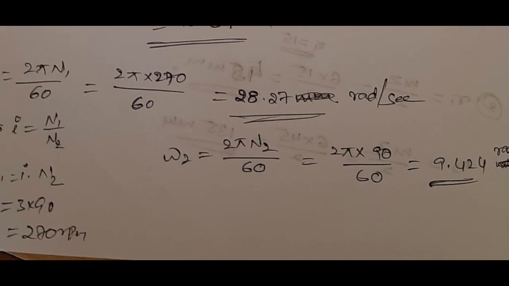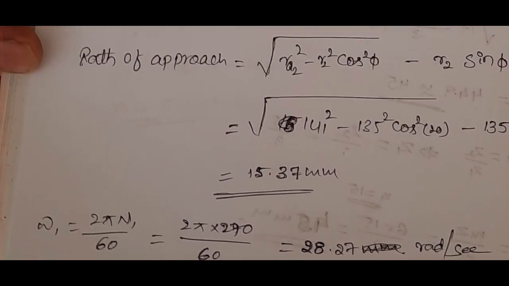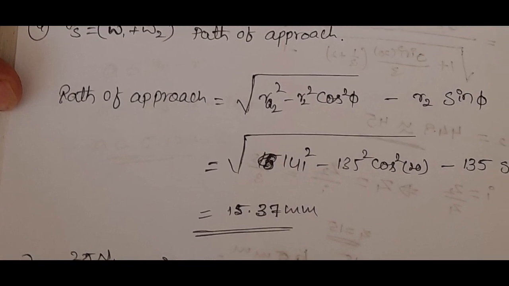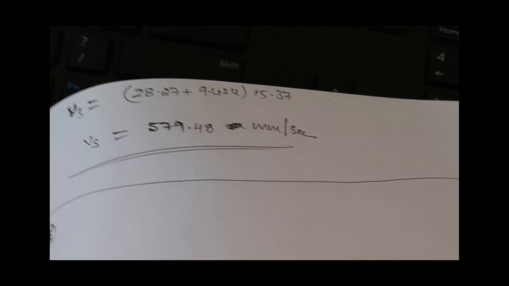Omega 1 is 28.27, omega 2 is 9.424, and the path of approach is 15.37. What is the velocity of sliding? Omega 1 plus omega 2 into path of approach. Vs is equal to (28.27 plus 9.424) into 15.37, which means 579.48 millimeter per second is the velocity of sliding.